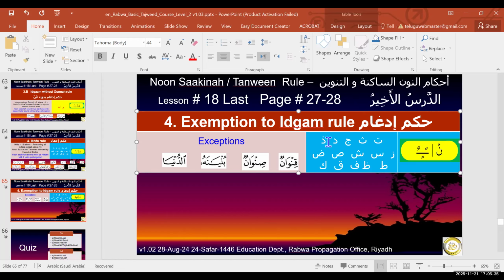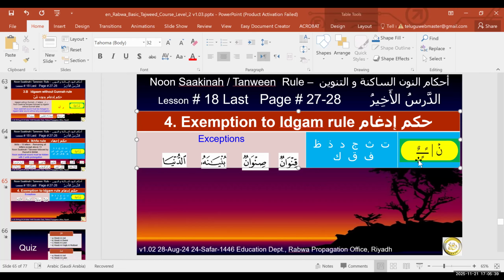Exemption to the idgham rule. So here, if tanween or nun sakina is followed by any of the 6 letters, what are we doing? Yarmalun: ya, ra, meem, lam, waw, nun. Any of the 6 letters, we are applying the idgham.